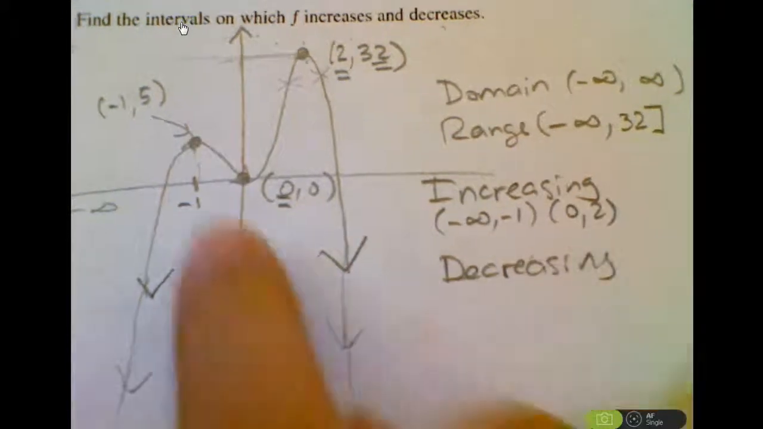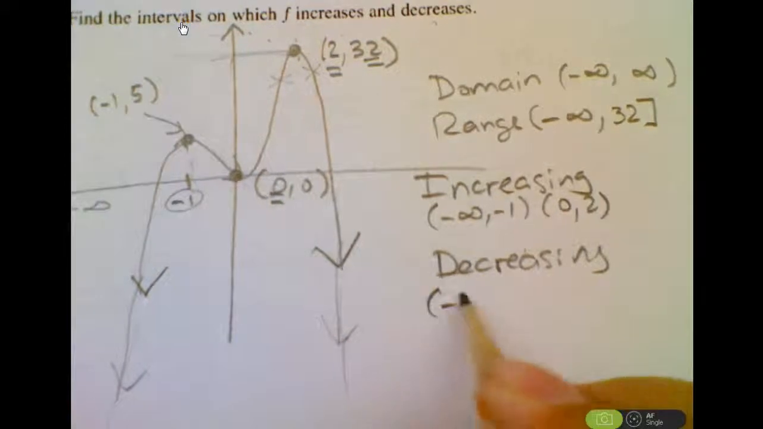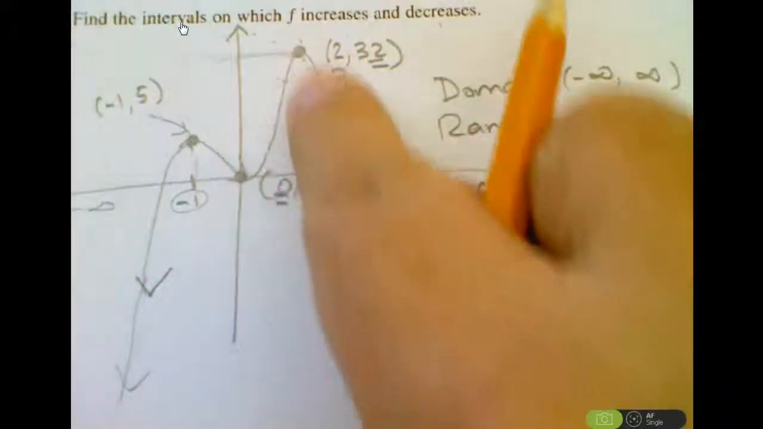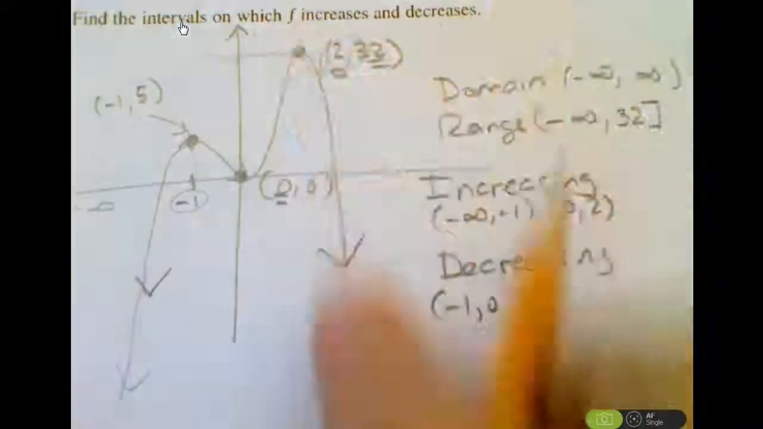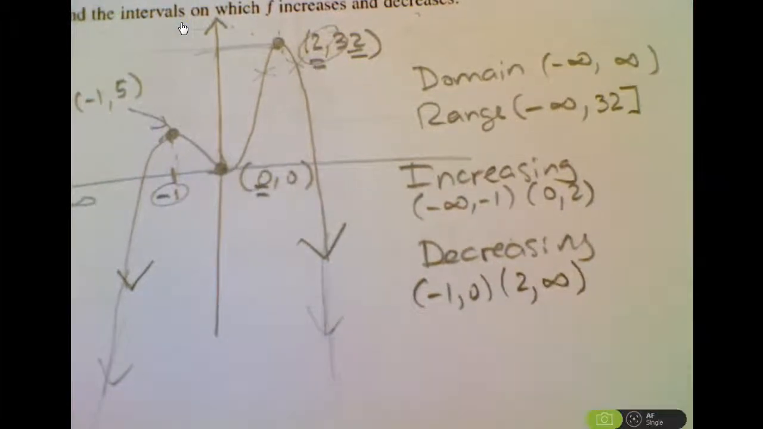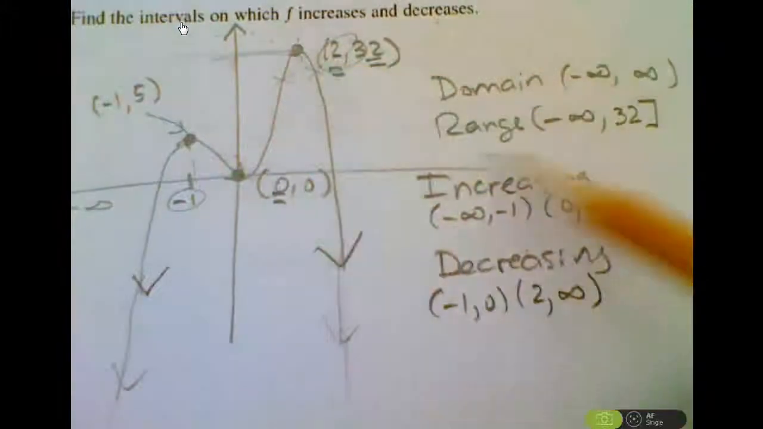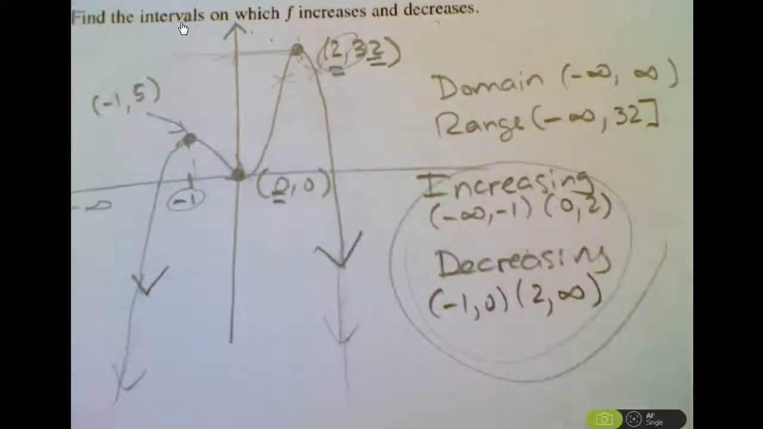And now for decreasing, it decreases in this part, so it's from -1 to 0, and then after 2 and on. So after 2 and on to infinity. And I'm just finding these values and then I'm using those for my intervals, and that's it.